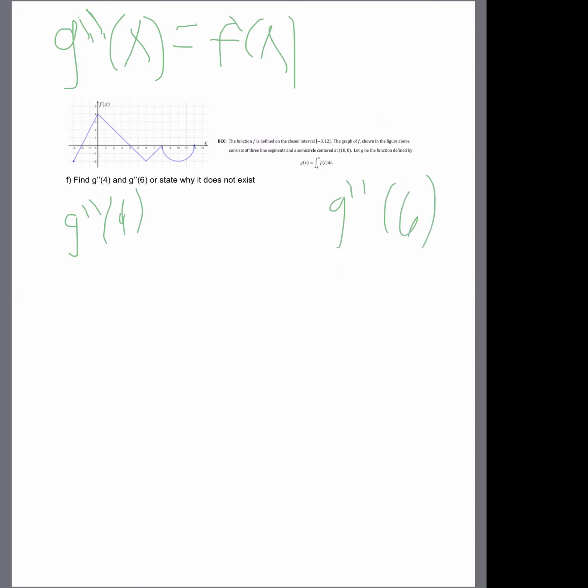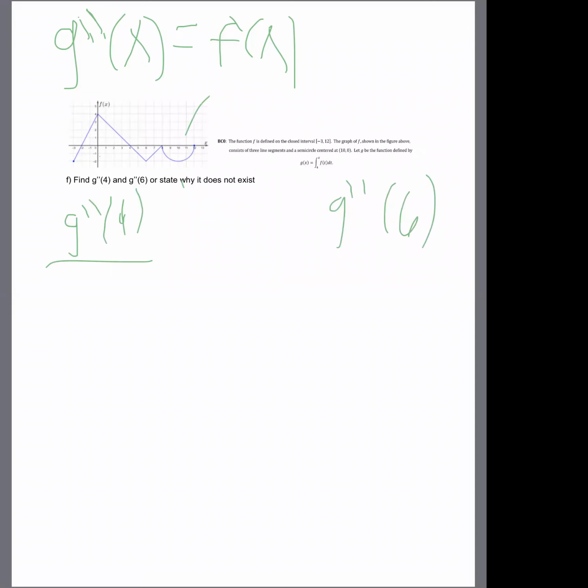Now it's kind of going to the second derivative that we are hesitant to go to, since remember the second derivative is the graph of f prime of x, but we don't have that. So it says to find g double prime of 4 and g double prime of 6, or state why it does not exist. So basically we have to do g double prime of 4 and then g double prime of 6. Let's do this one first.